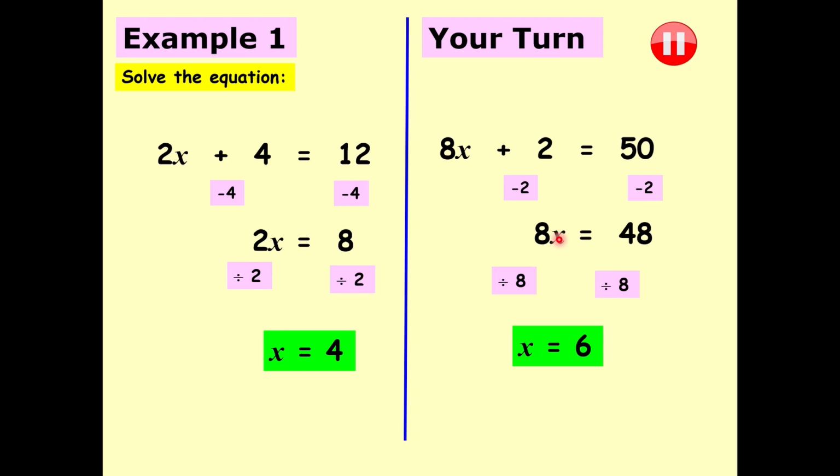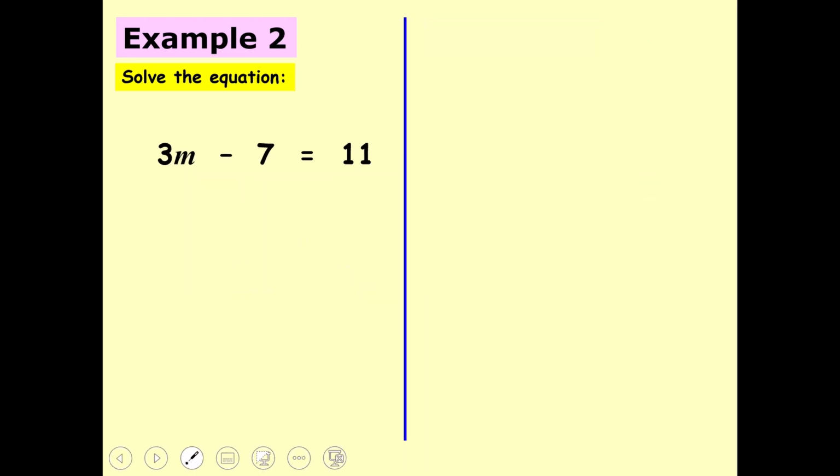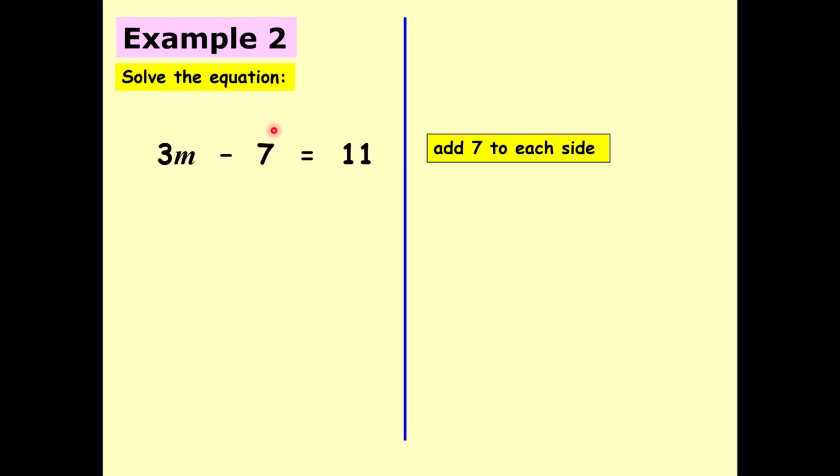Now let's look at a second example. Okay, this time slightly different. We've got a negative in here. So we've got 3m subtract 7 equals 11. So we need to get m on its own. So if I'm going to cover up m and whatever it's joined to, I'm going to cover that up and say, well, what have I got that's stopping us from having 3m on its own? I've got to subtract 7. And we want to cancel this out. So what's the opposite of subtracting 7? Well, we're going to add 7 to both sides.